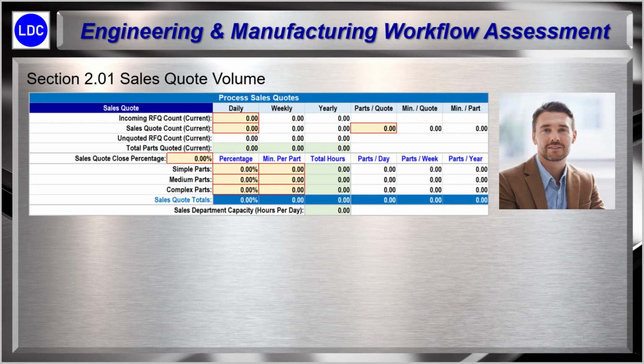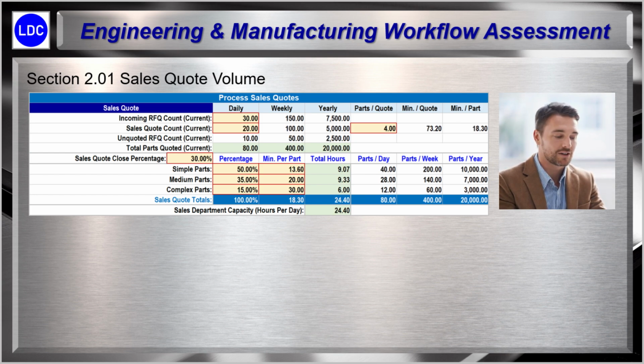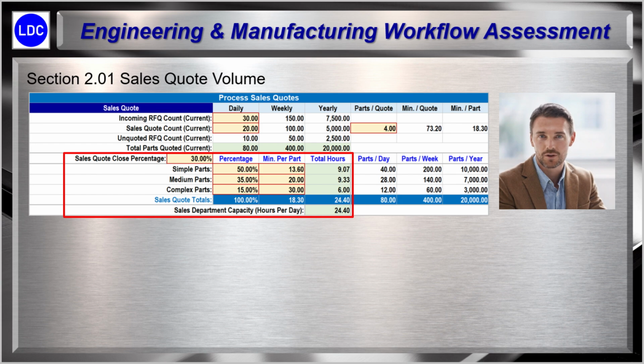This section allows for the definition of the number of incoming RFQ requests for quotes and the current average number of sales quotes that are generated each day. This also includes the definition of the number of parts per quote and a breakdown of the percentage of time for processing simple, medium, and complex parts per an average sales quotation.